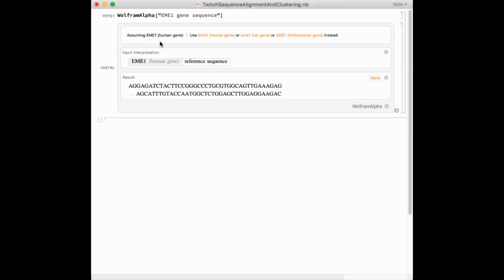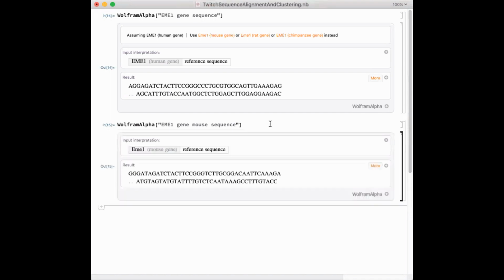In this example, we'll be comparing evolutionarily preserved or homologous gene sequences between different organisms using sequence alignment and clustering. We're going to be looking at the EAM1 gene, which has homologs across many species. The Wolfram Knowledge Base provides sequences for humans, mice, rats, and chimpanzees. For example, here is the EAM1 sequence for mice.